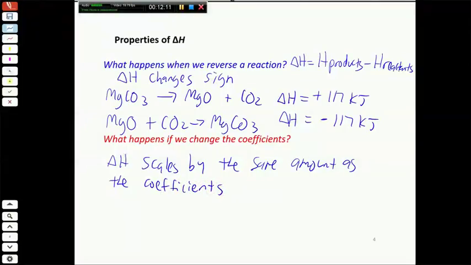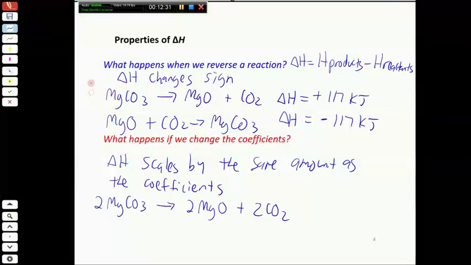Alright, so let's say we want to consider this equation here. 2 magnesium carbonate. Now, this isn't going to be written with lowest whole numbers, but let's say we're adding 2 equations together. We need to double the coefficients for this one. So this chemical equation is 2 times this one up here. We took this equation and just doubled all the coefficients. And then delta H would also be doubled. So the original delta H was 117. We've doubled the coefficients, so then delta H becomes 2 times that. Okay, so if we double the coefficients, delta H doubles.